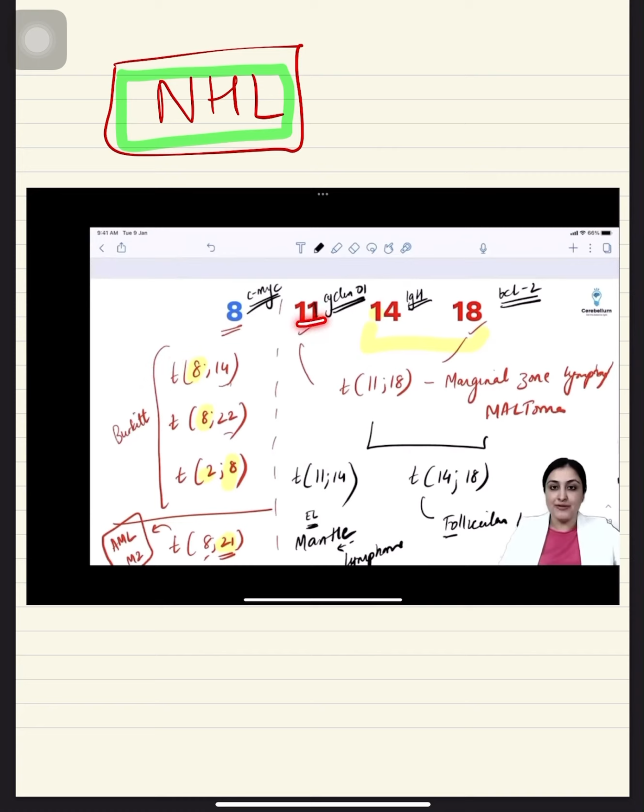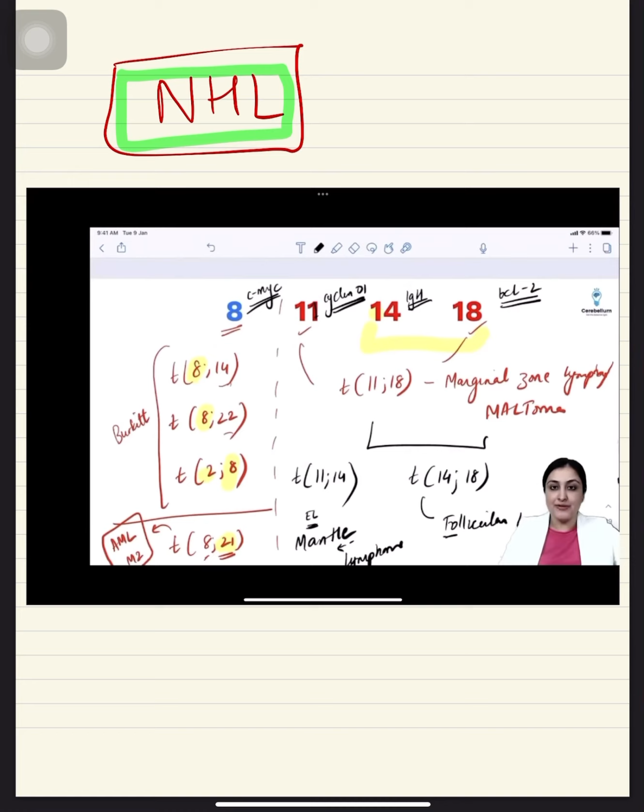Next coming is 11;14, 11;18 and 14;18. So 11;18 are in the margins. That's why it is called marginal zone lymphoma or MALToma. Then if it is 14;18, remember 4 sounds like follicular, so your 4 is follicular cell lymphoma, so 14;18 is follicular. And now what is left is 11;14.